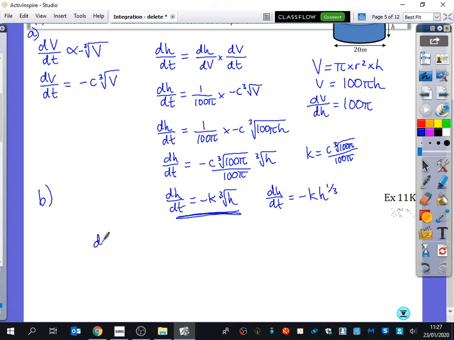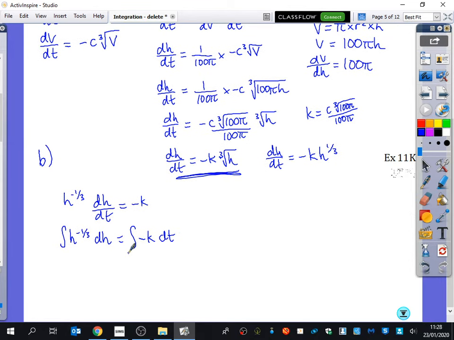So when we start separating these variables, if I put the h onto the other side, I get h to the minus a third dh over dt equals minus k. And then I'm going to put the dt and I'm going to integrate. So I get h to the minus a third dh equals minus k dt. What does the left-hand side integrate to? 3/2 h to the 2/3 equals right-hand side?